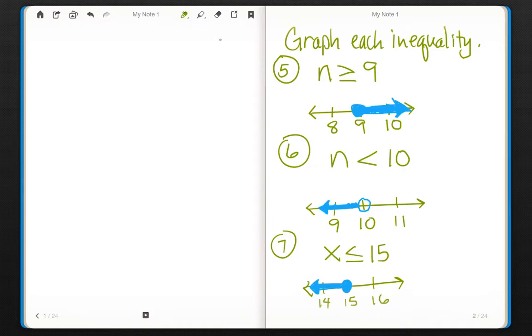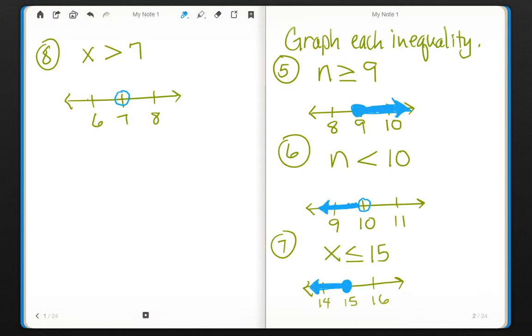Let's try number 8. X is greater than 7. Draw our number line, put 7 in the middle, 8 to the right, 6 to the left. Okay, so what do you think? Based on what we've just done, am I going to put a circle or a dot on the 7? It says it has to be greater than. Can it equal 7? No. So we're going to put a circle. It's an empty hole there at 7. I can't put the dot on 7 because it can't equal 7.